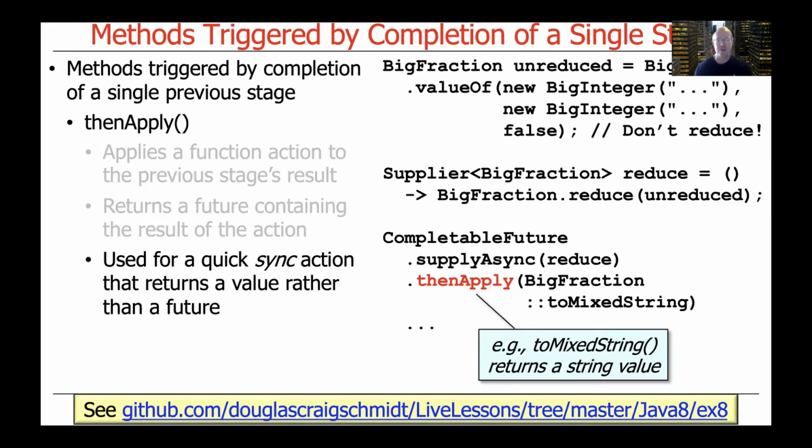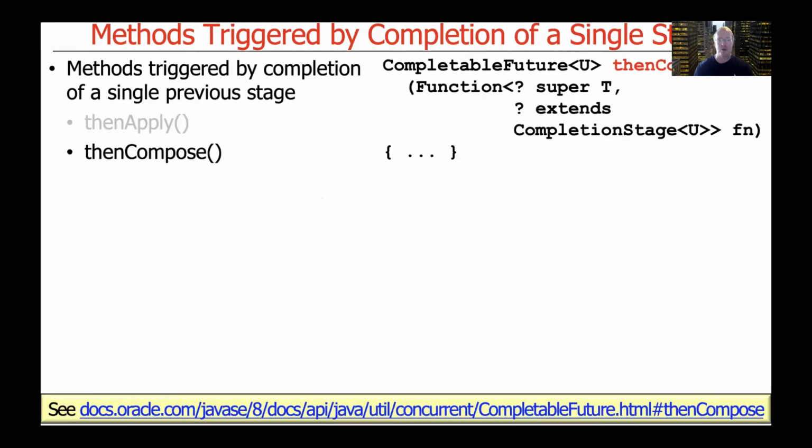And what we're going to do is pass in an action which will convert the reduced but improper big fraction to a mixed string. So big fraction double colon to mixed string is a method reference that is very quick. It just converts the big fraction that's improper into a mixed fraction. And that doesn't take very long to run. And it's called synchronously in the calling thread where the previous action ran, which of course will be one of the threads in the fork join pool.